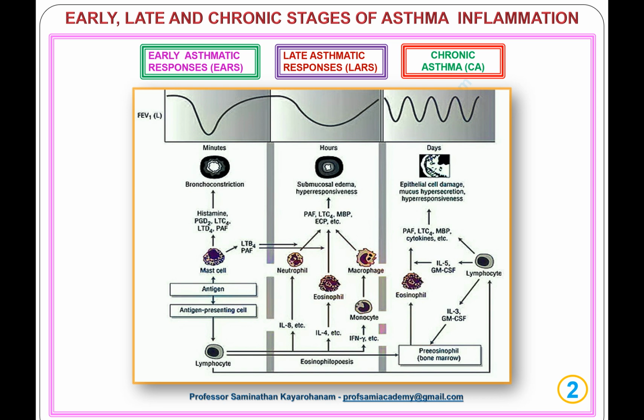Next slide, early, late and chronic stages of asthma inflammation. First, the early phase is initiated by IgE antibodies that are sensitized and released by plasma cells. These antibodies respond to certain triggers like infections, allergies, smoke, fumes, some medicines, emotions and pollution. The result is airway inflammation, increased vascular permeability, mucus secretion, bronchospasm, and wheezing. These events are referred to as the early asthmatic response because they occur within minutes.